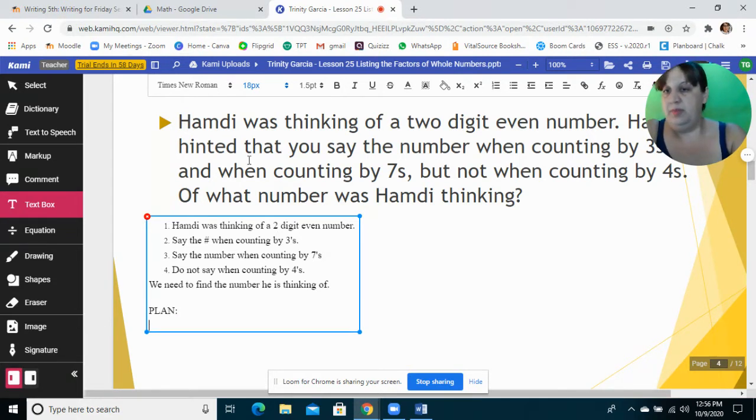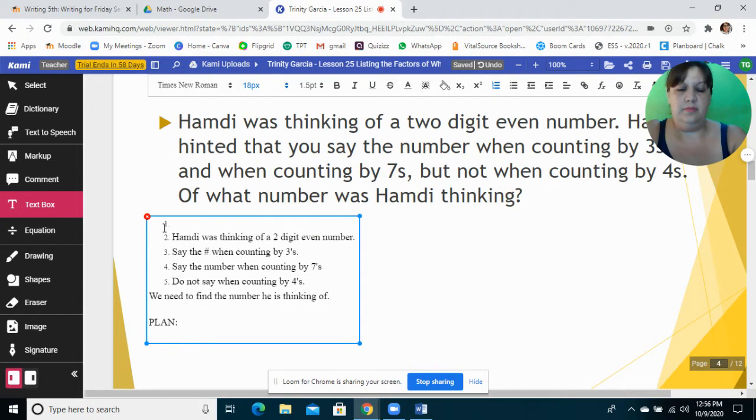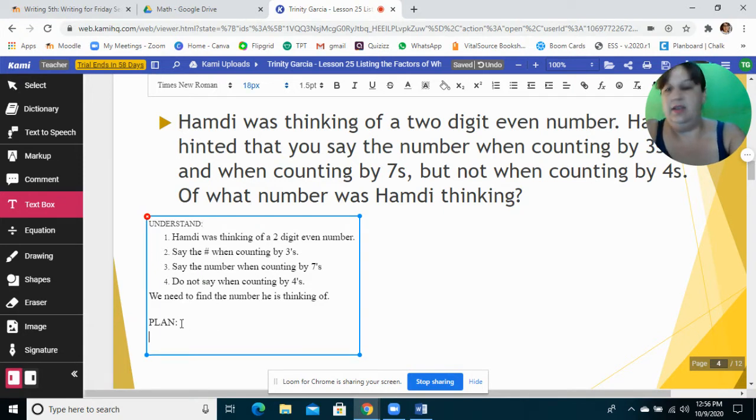So let me add understand up here at the top, because I did not do that. Oops, gonna shift all my work. Okay, so we have understand. Now we're on plan. Okay, our plan, we could make a list, right? We could make a list of multiples of 3, 4, and 7, and then look at the numbers.